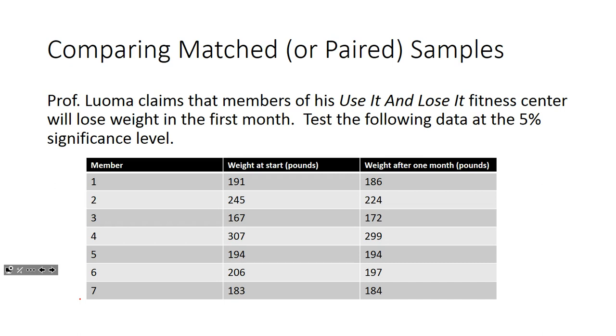And you see here, Professor Luoma claims that members of his Use It and Lose It fitness center will lose weight in the first month. Test the following data at the 5% significance level. Notice in the data here I have 7 different members of my fitness center. I have the weight at the start in pounds and then the weight after a month in pounds. And I'm claiming that they will lose weight.